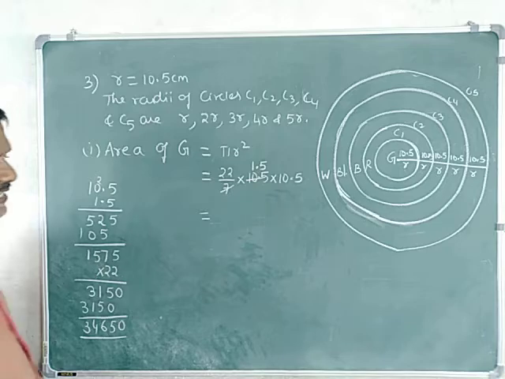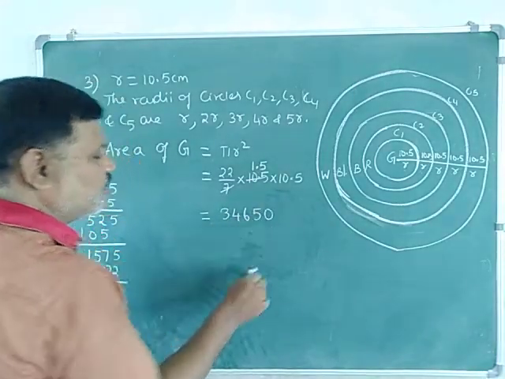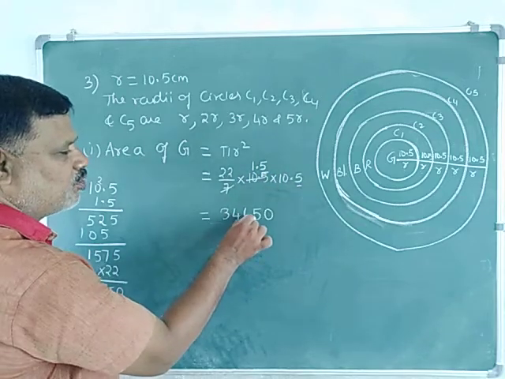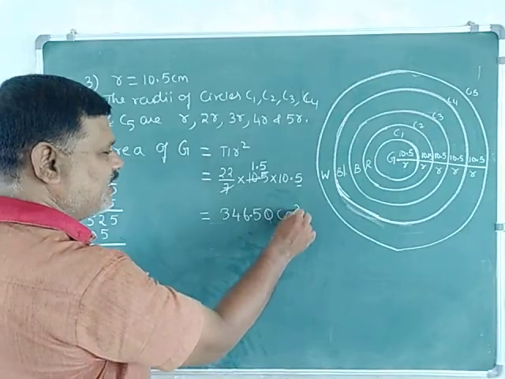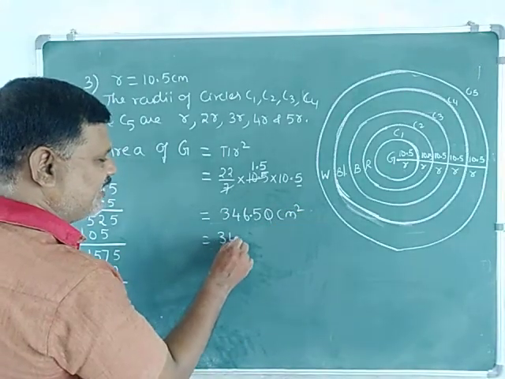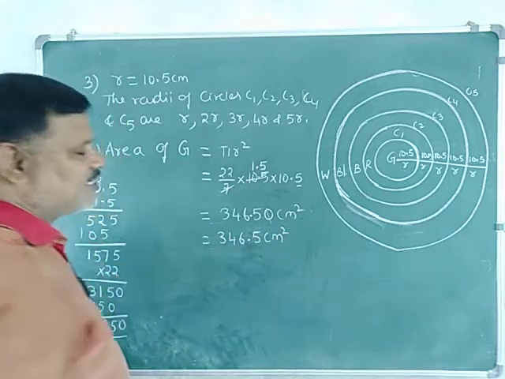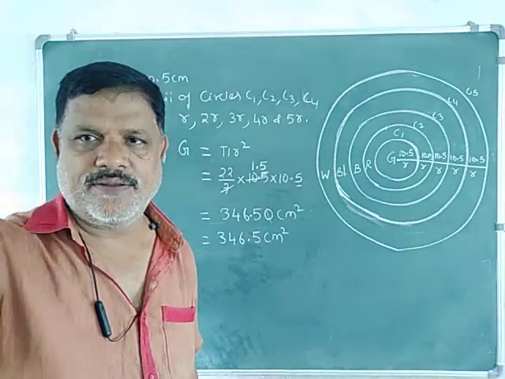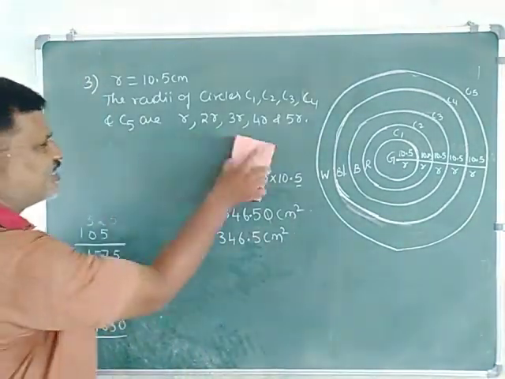So what is the answer here? 3 4 6 5 0. Totally there are how many decimal places? 2 decimal places. So you have to put the point here, and this 0 will be cancelled. Centimeter square. So the area of the golden region is equal to 346.5 centimeter square. Now we find the area of the next region.